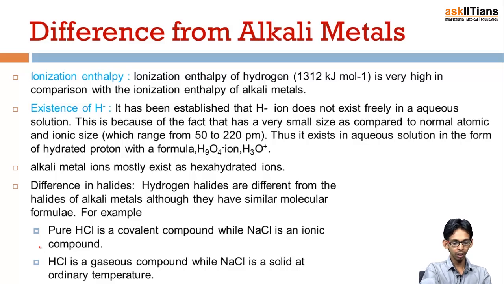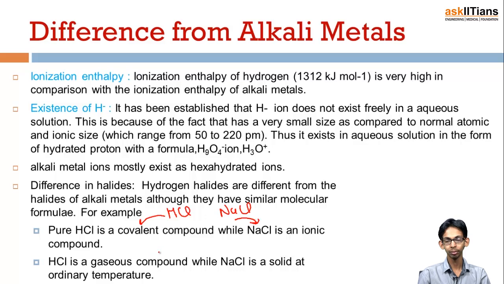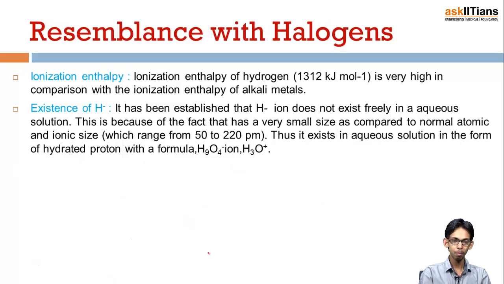Now, difference in halides is another thing actually. Hydrogen halides are different from the halides of alkali metals, although they have similar molecular formulas. For example, HCl is covalent, but NaCl is ionic. On the other side, HCl is gaseous while NaCl is solid. So this is how hydrogen basically differs from alkali metals.